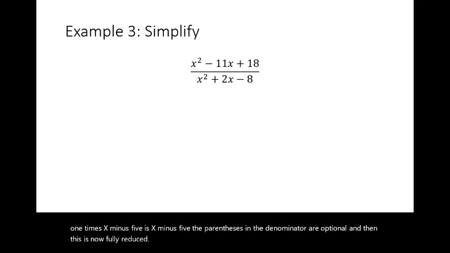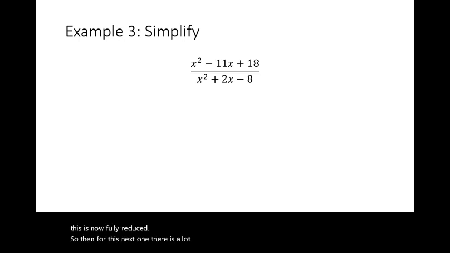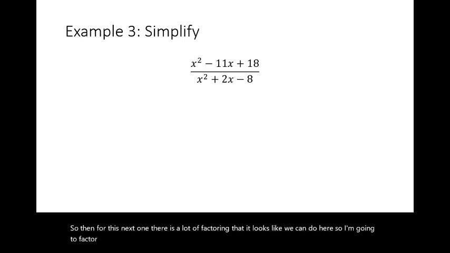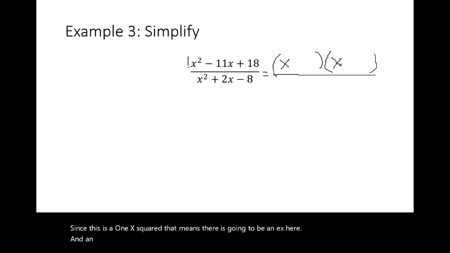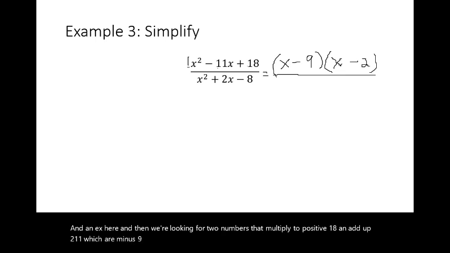So then for this next one, there is a lot of factoring that it looks like we can do here. So I am going to factor the polynomial in the numerator and the polynomial in the denominator. So in the numerator, since this is a 1x squared, that means there is going to be an x here and an x here. And then we are looking for two numbers that multiply to positive 18 and add up to minus 11, which are minus 9 and minus 2.